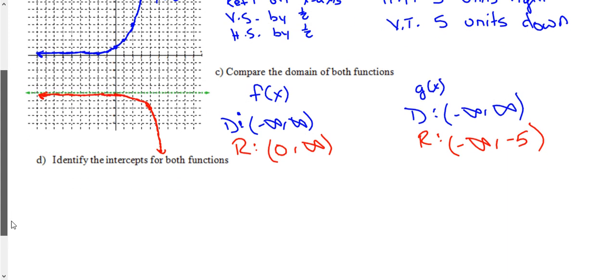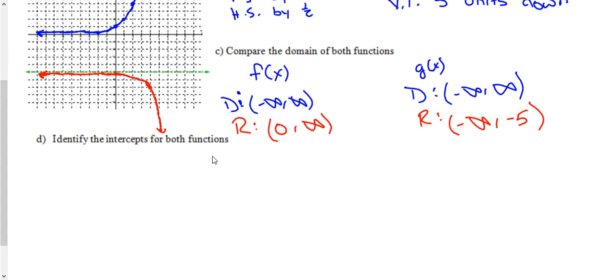Here it says identify intercepts of both functions. So what do we have? For our f of x, did we cross the x-axis? Do we have any x-intercepts? We don't, so there'd be none. And for our y-intercept, we're intersecting this graph at 0, 1. For g of x, let's do that over here.